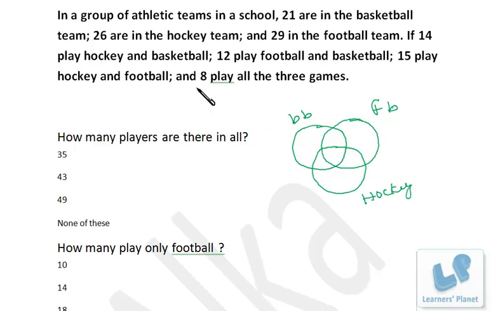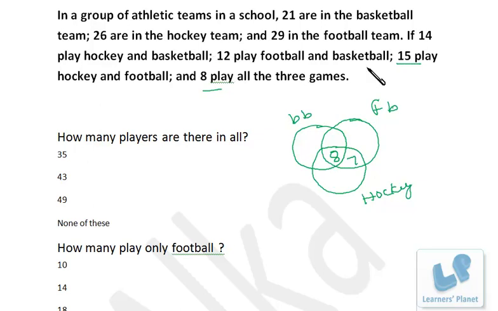So this is basketball, this is football, and this is hockey. Okay, now we fill up the data, and we will be starting from the center point. That's 8 play all the 3 games. So I write 8 over here, right? Now 15 play hockey and football. So hockey and football, in all there are 15. Out of them 8 is already here. So here it will be 7. I'm directly solving the problems. You must have attended the basic sessions, so you'll be able to understand that easily, right?